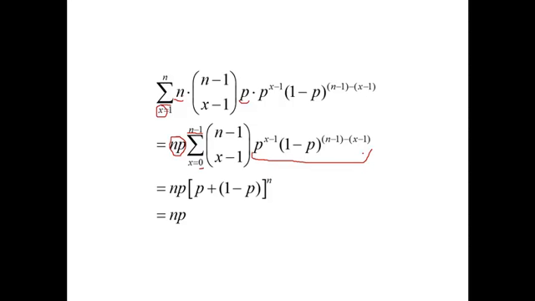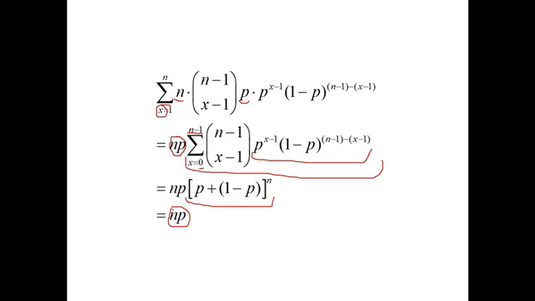This turns out to be what's called the binomial formula. Okay, and by the binomial formula, this sum is equal to p plus 1 minus p, which reduces to 1. And so this gives me np.